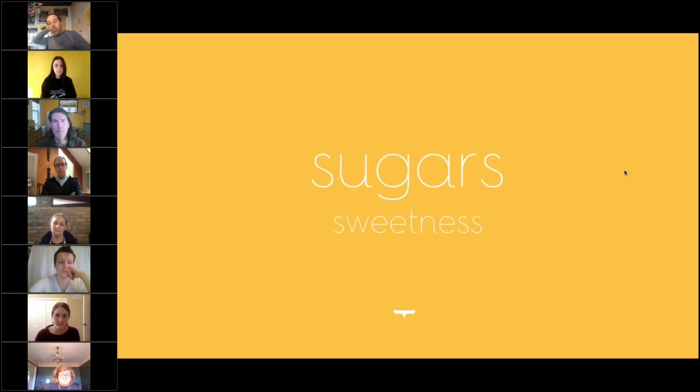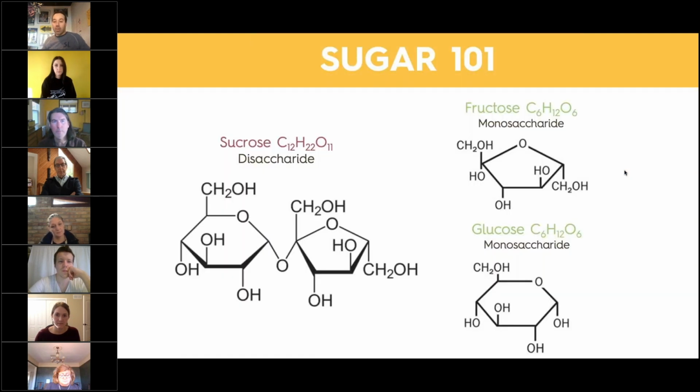But let's get started with sugars, because they do make up the lion's share of what's in honey. So let's do a little sugar 101, because this is going to help us look at all these sugars in a different way. Our main sugar that we see out in the world is sucrose, or table sugar. That is a disaccharide. So we've got two sugar monomers, a fructose and a glucose. Those two combine and we've got a disaccharide.